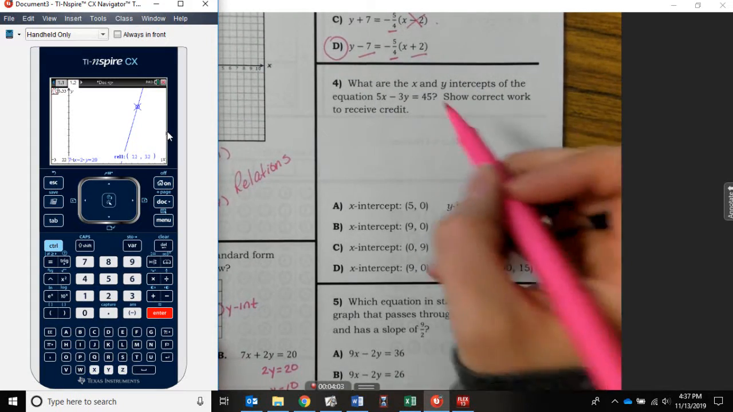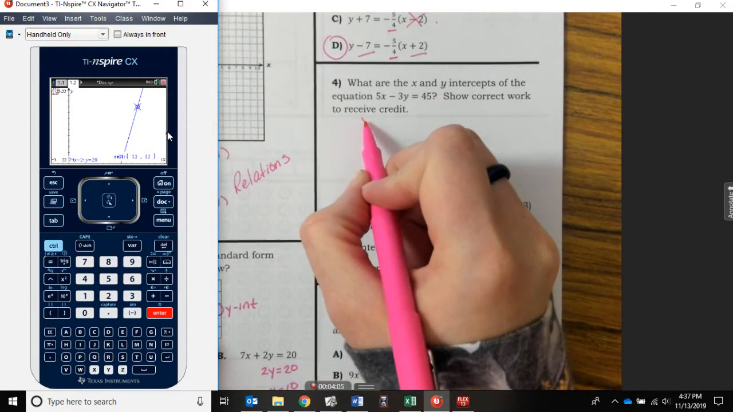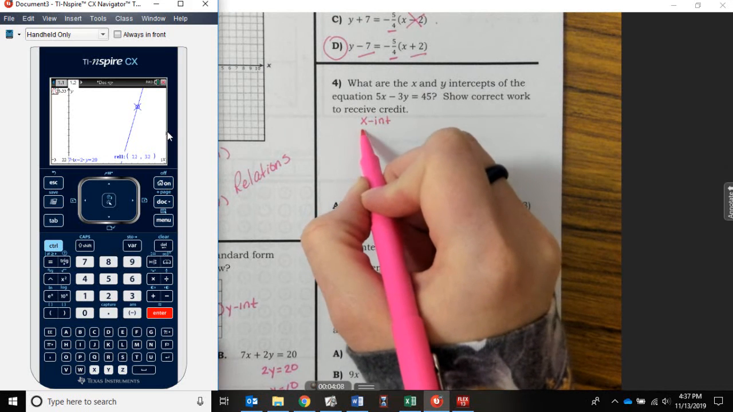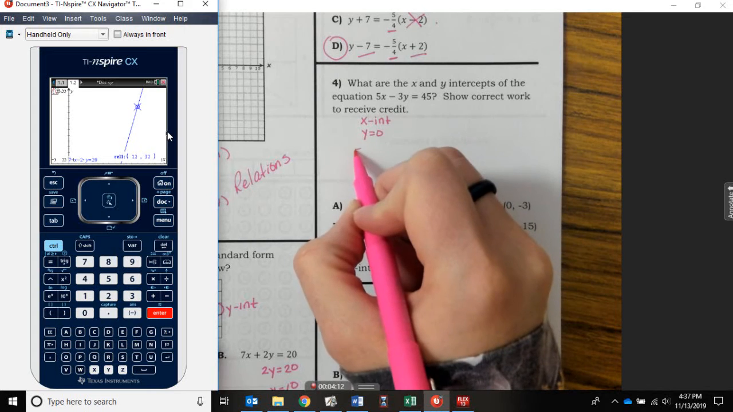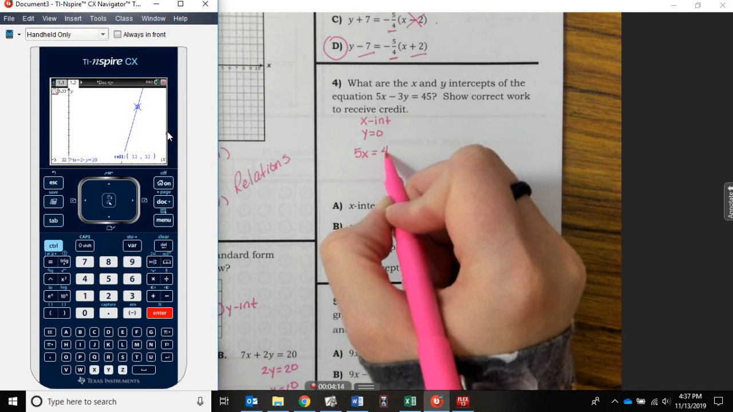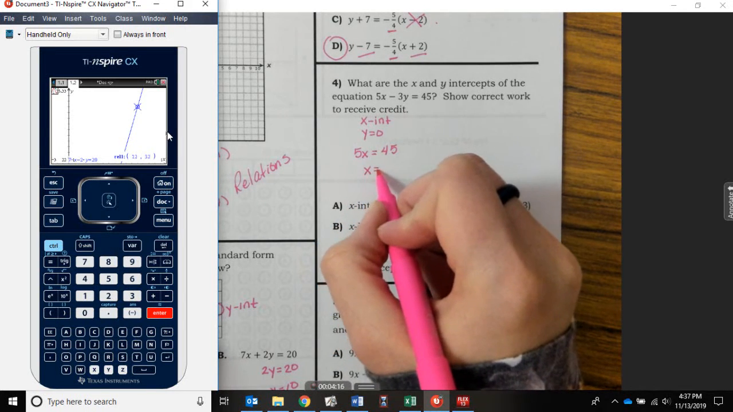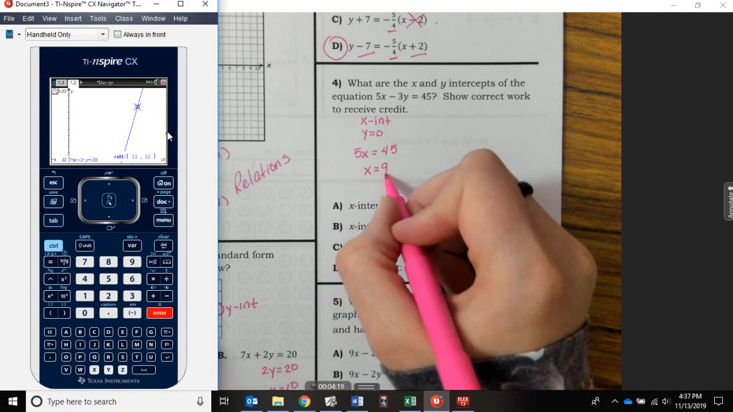Number 4, what are the x and y intercepts? Well, if I'm trying to find an x-intercept, that means y equals 0. So if that goes away, I'm left with 5x equals 45. I divide, and I get 9.